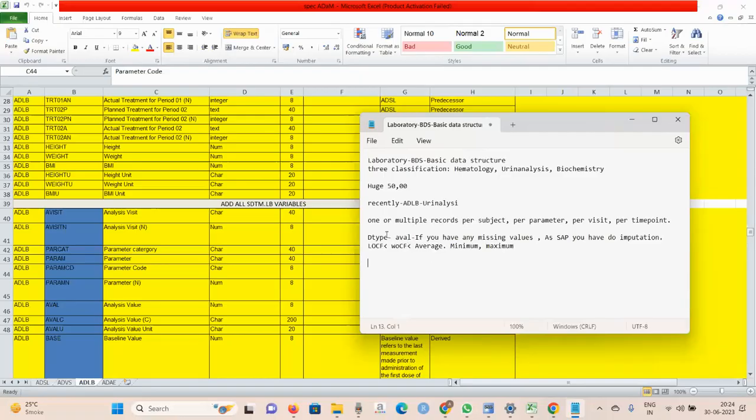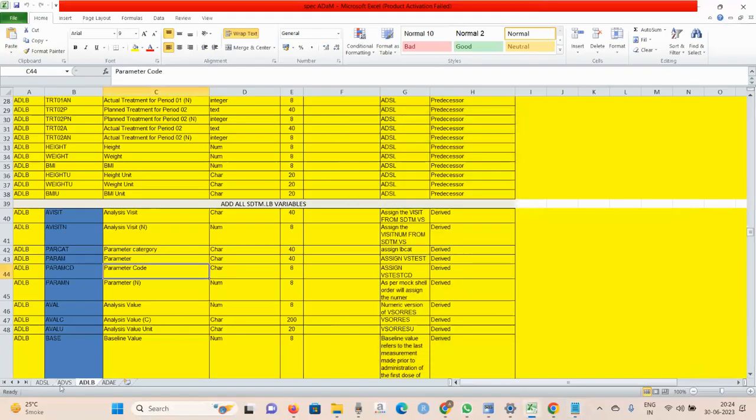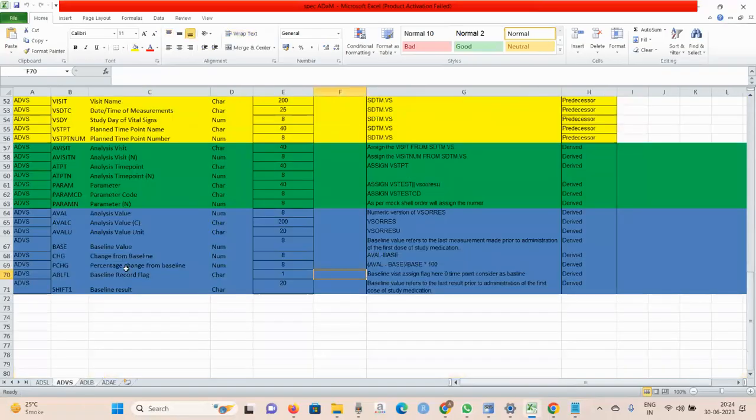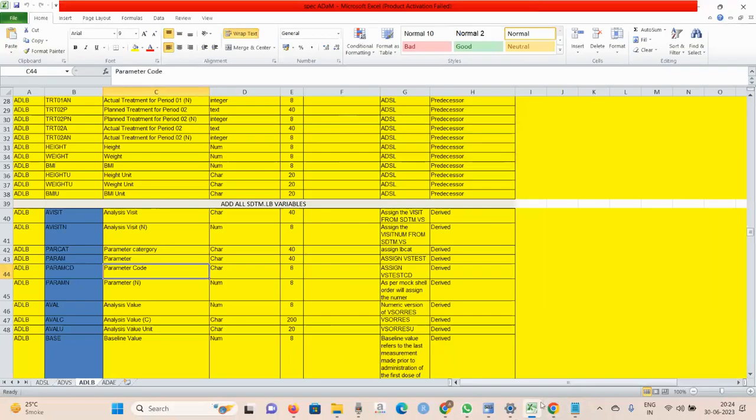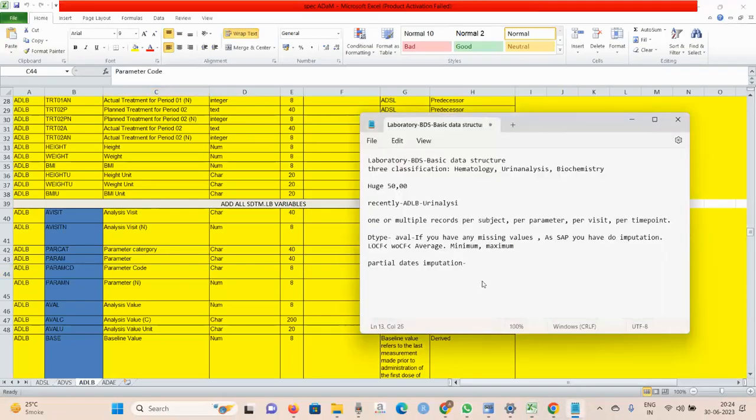Most of the time you will have a D type, and also you will have partial date imputations. It is similar to how we did it in the ADVS. Did we do any partial there? No, we didn't do anything here. The partial date imputation will also be given in the SAP, how they want to do it. I gave an example for the ADAE; it is a similar condition. If you have any partial dates, the information on how to do the imputations will be given there.